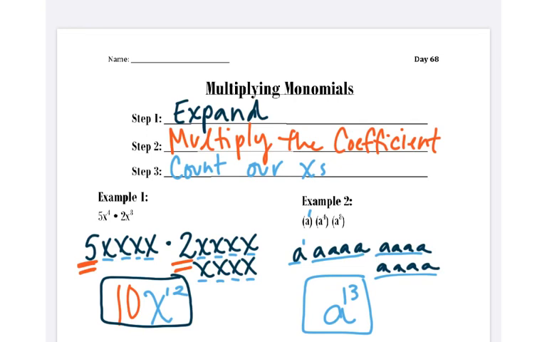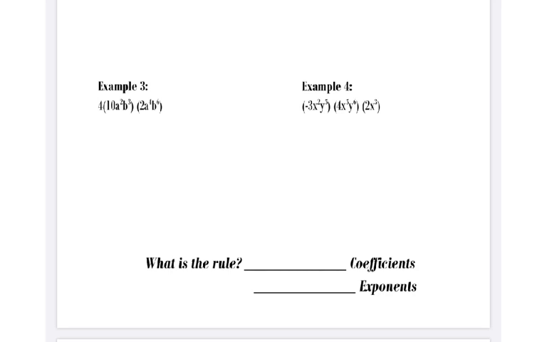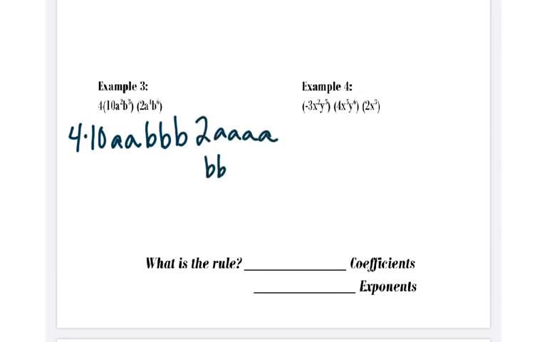So let's try that same thing one more time. So example 3. So we have a 4, then we have a 10, then we have 2 A's and 3 B's. And the next one we have a 2, we have 4 A's, and we have 6 B's. So in the steps before, we're going to multiply our coefficient.